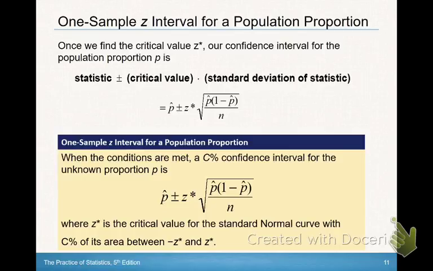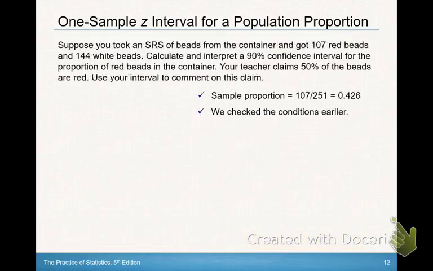So we get our Z star based upon whatever confidence interval we want to use. Suppose we took an SRS of beads from the container. We got 107 red beads and 144 white beads. Calculate and interpret a 90% confidence interval for the proportion of red beads in the container. Your teacher claims 50% of the beads are red. Use your interval to comment on this claim.